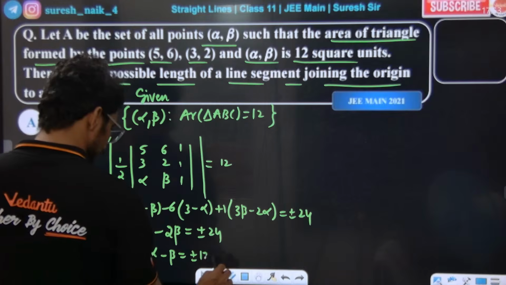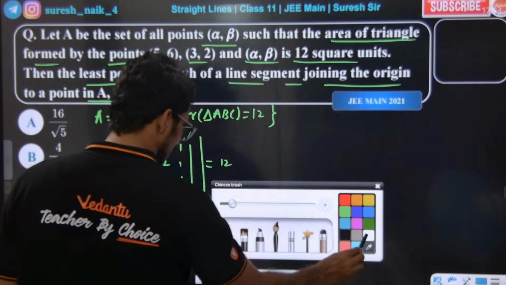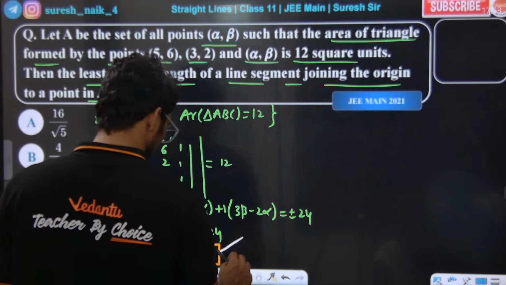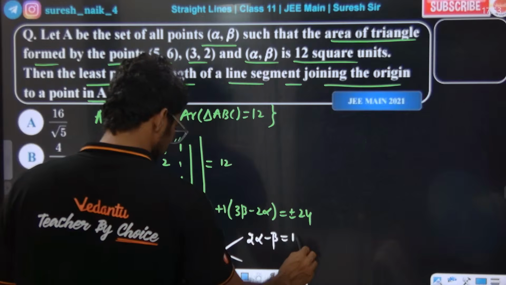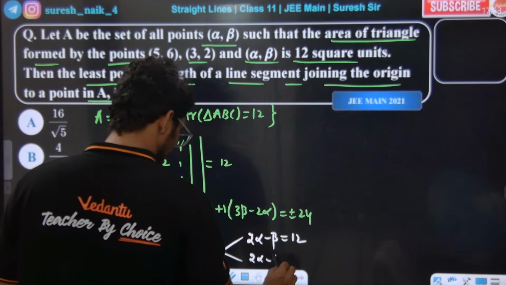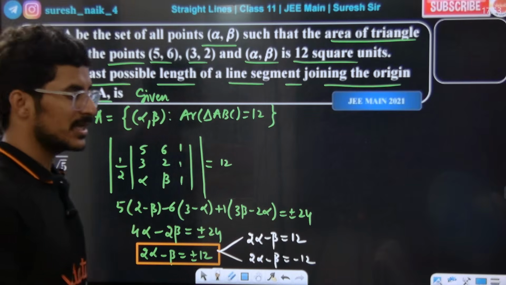I'm getting 2 equations here. If I'm getting 2 equations, what do we have now? 2 alpha minus beta is equal to 12 one time, and 2 alpha minus beta is equal to minus 12 one time. We have 2 possibilities here. Yes or no?